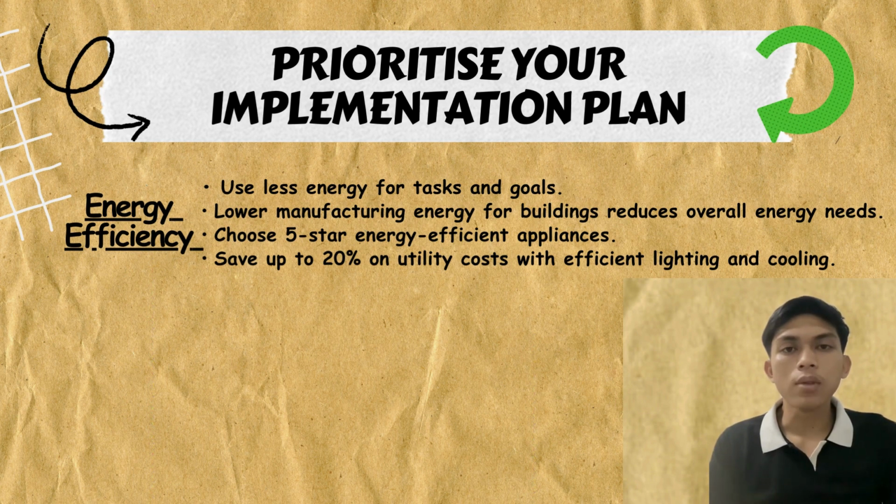Third is 5-star appliances. When it comes to appliances, the US Environmental Protection Agency (EPA) recommends selecting 5-star energy efficient ones. This ensures that your appliance operates at peak efficiency, consuming less energy and ultimately lowering your overall energy footprint.